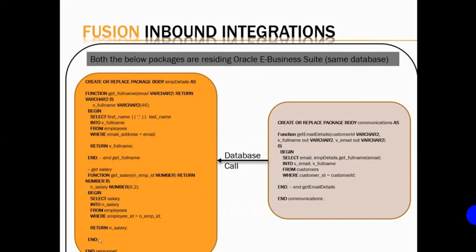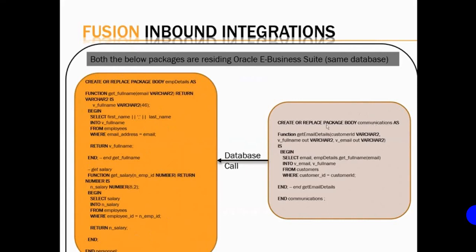So I have the package here, and salary, same thing. For salary, I'm passing employee ID and returning the salary. It is a simple package having two functions. Okay, so I have another package called communications. Basically, this package is being used to send communications; it's everything hypothetical, just to understand.